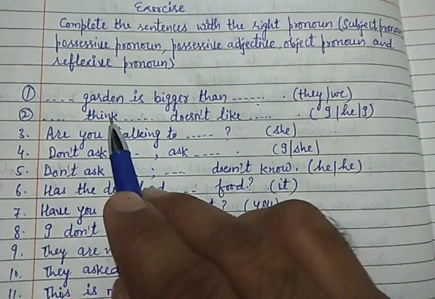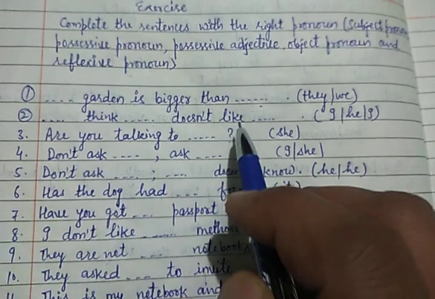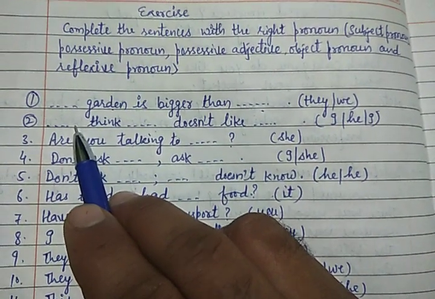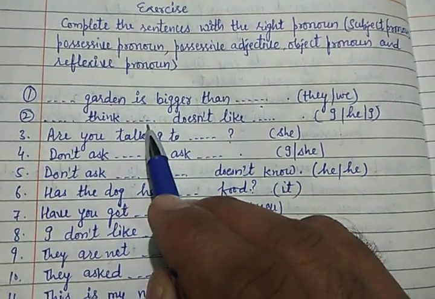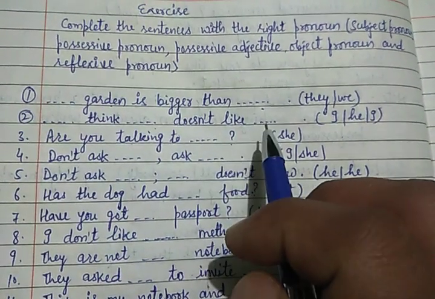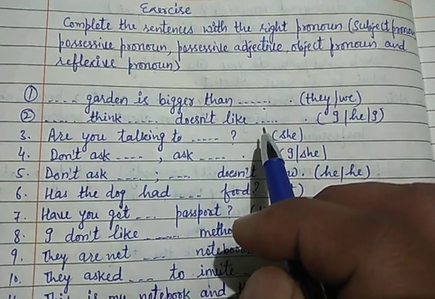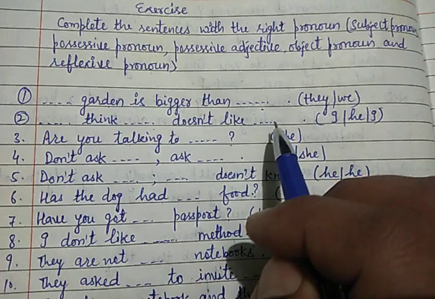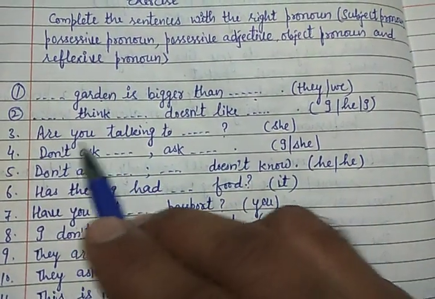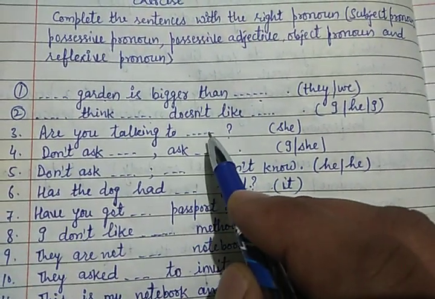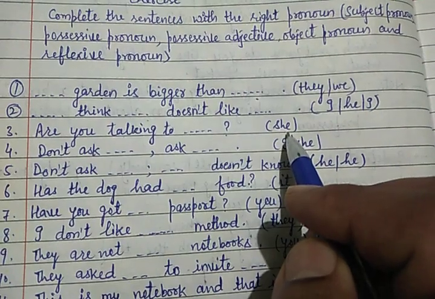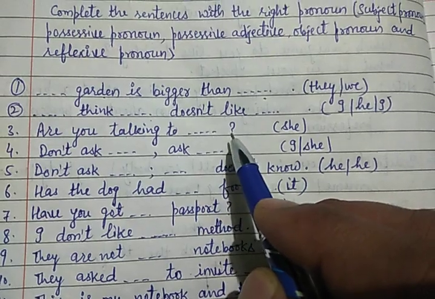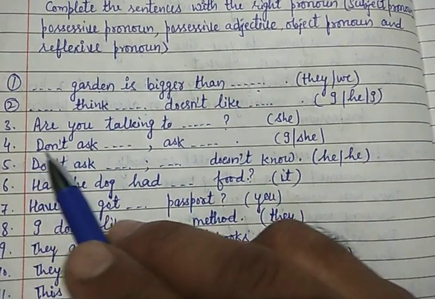Then, "I think he doesn't like me." Here a subject is needed, so we have used I think. He doesn't, again a subject is needed, and like me, here we need an object, the objective case, which means we have to use me in this sentence. "Are you talking to her?" We'll use her here. She has been given here, but we need the objective case, so her will be used.